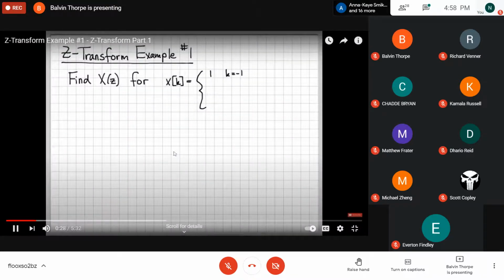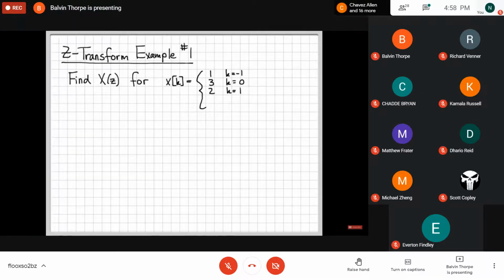We're going to start off simple, with a signal that is equal to 1 at time k equals minus 1, 3 at time 0, 2 at time 1, and negative 1 at time k equals 2, and it's 0 everywhere else. If I were to plot this signal in discrete time k, it would look like this: 1 at minus 1, 3 at time 0, 2 at time 1, and negative 1 at time 2, and 0 everywhere else.